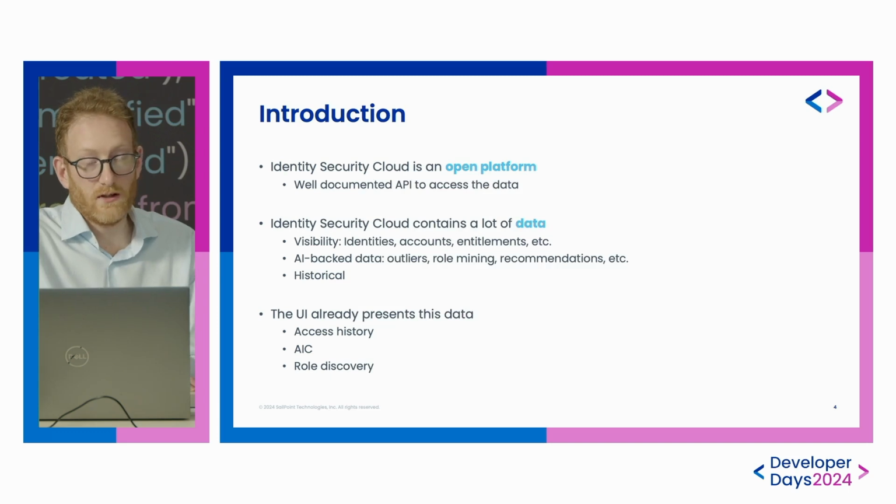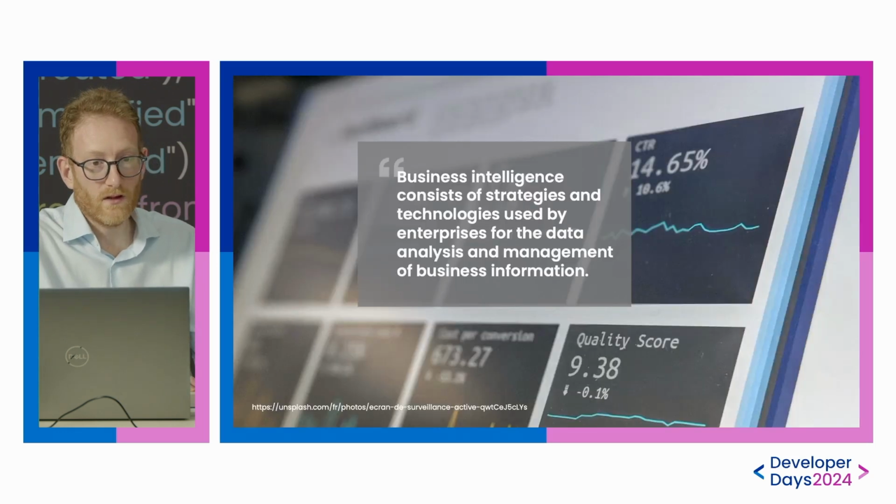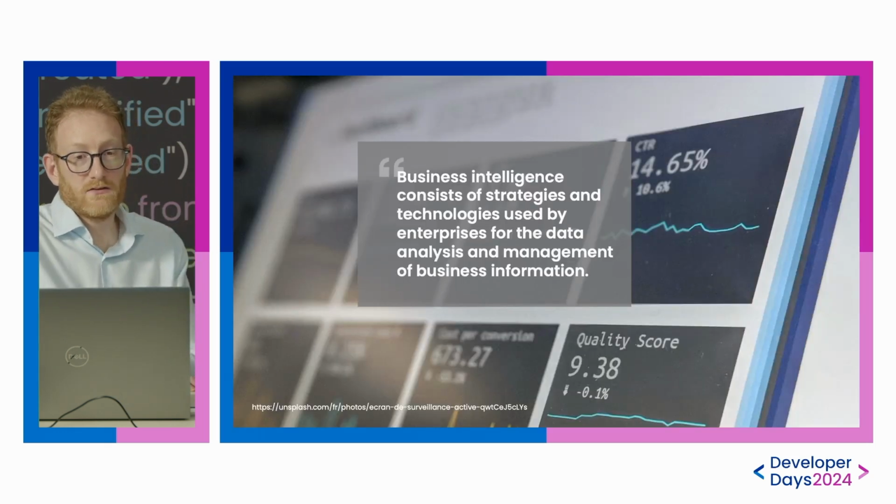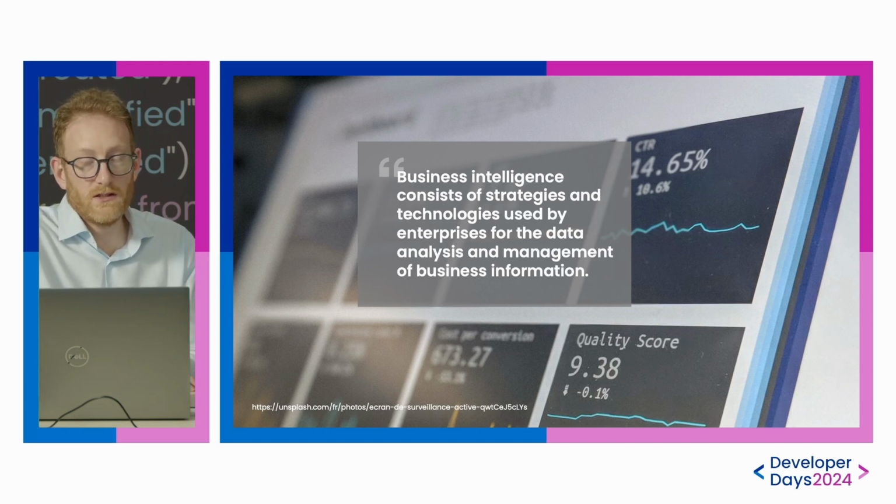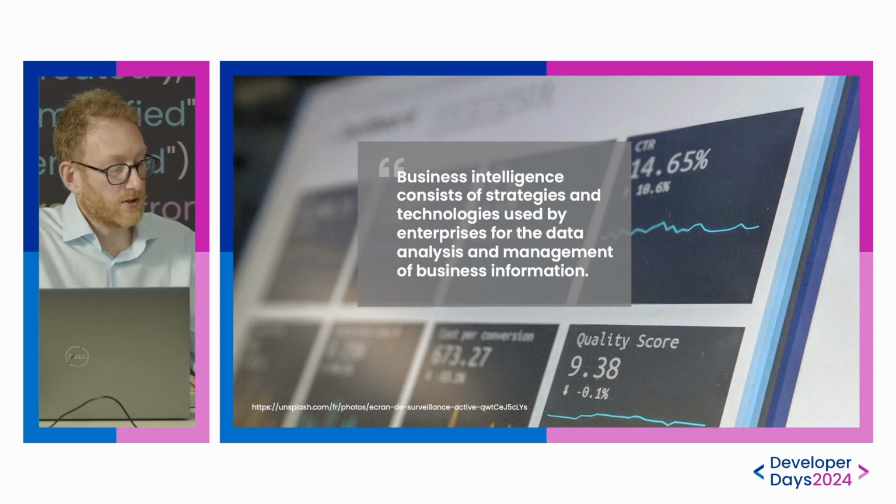So, of course, as of today, the UI already presents the data. So you have various pages for that. The access history will present you the historical data. IIC will present some of this data. The role discovery pages are there to present you proposed roles and stuff like that. But BI intelligence consists of strategies and technologies used by enterprises to analyze the data. And the idea is to get insights from this data and to be able to manage this business information.